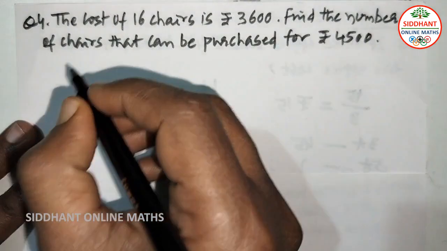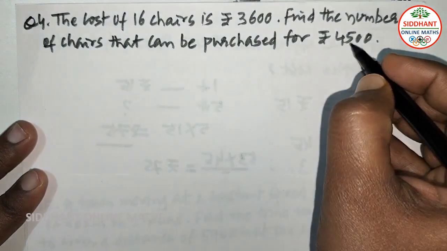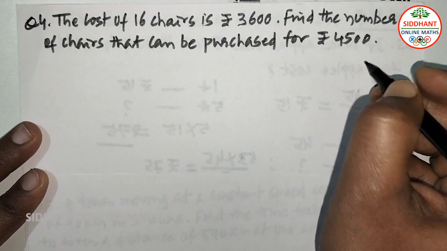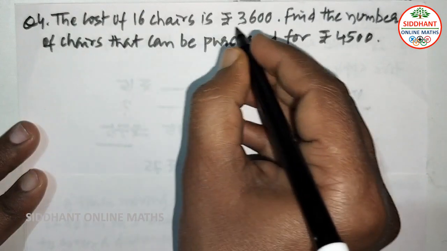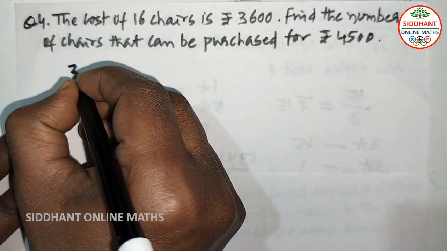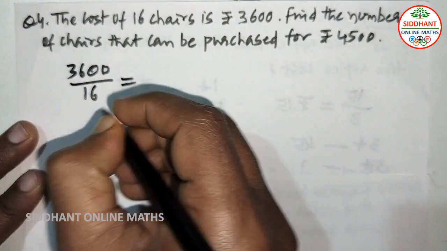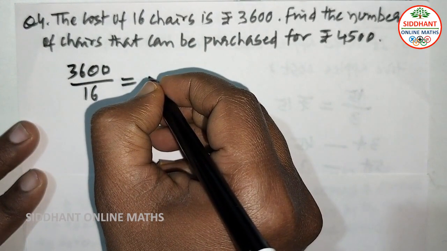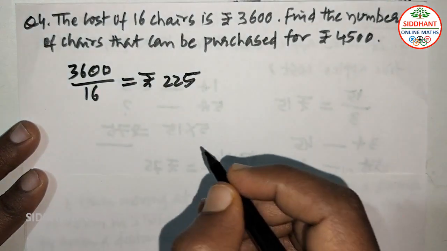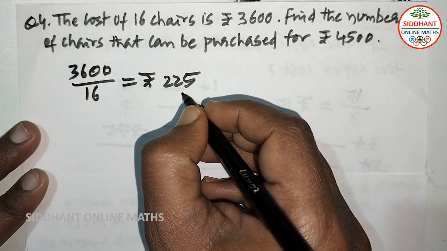Question number 4. The cost of 16 chairs is rupees 3600. Find the number of chairs that can be purchased for rupees 4500. So 16 chairs, 3600 rupees. Then for one chair how much? That means 3600 divided by 16. That will be rupees 225. So for each chair 225 rupees is the cost.